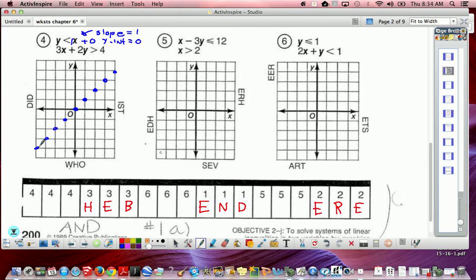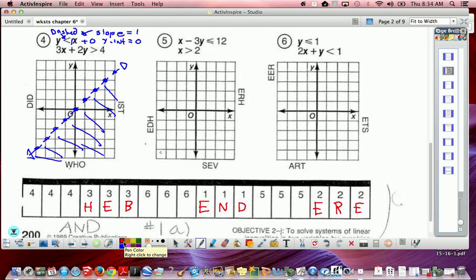So now, again, no equals, so this is dashed. So I'm going to dash my points. So I have my border line. Now I have to test, is it above or below? Since it's a less than, it's going below.